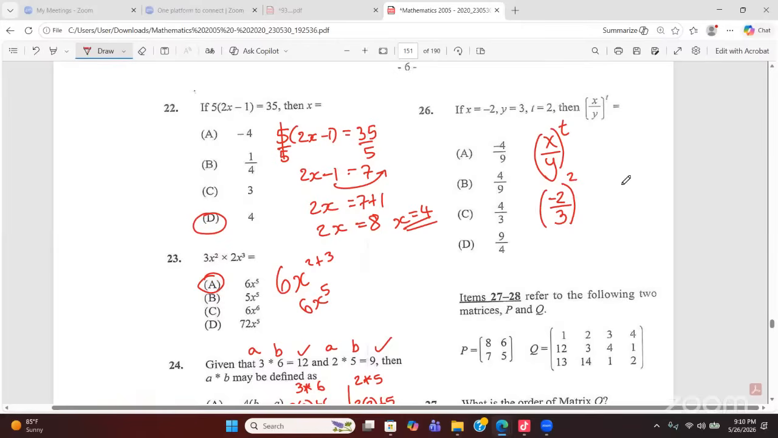Now, what does this mean? It means negative 2 times negative 2 divided by 3 times 3, because we're squaring. What are we looking at? Positive 4 on top of positive 9. And then we look if we see that. And be careful because they have negative 4 and 9 and so on. You've got to look.